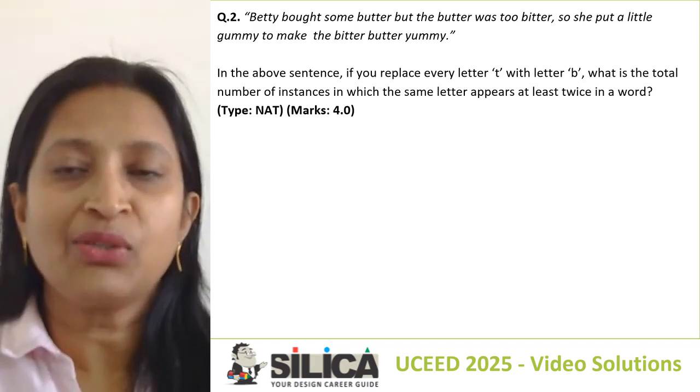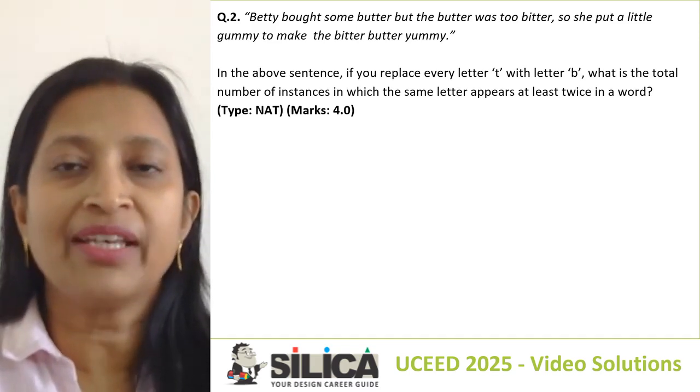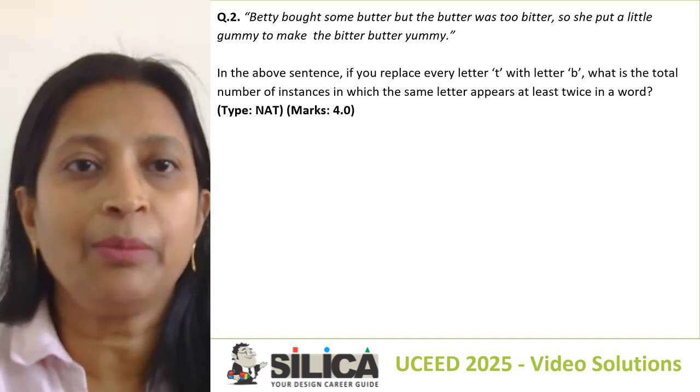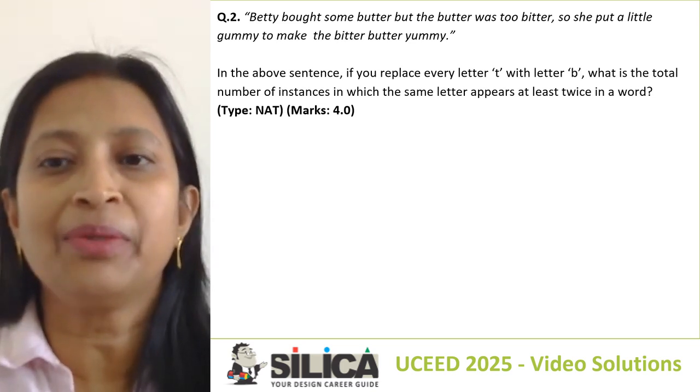Let's solve this question number 2 of the 2025 paper. Here they have given a tongue twister, which says that Betty bought some butter, but the butter was too bitter, so she put a little gummy to make the bitter butter yummy.